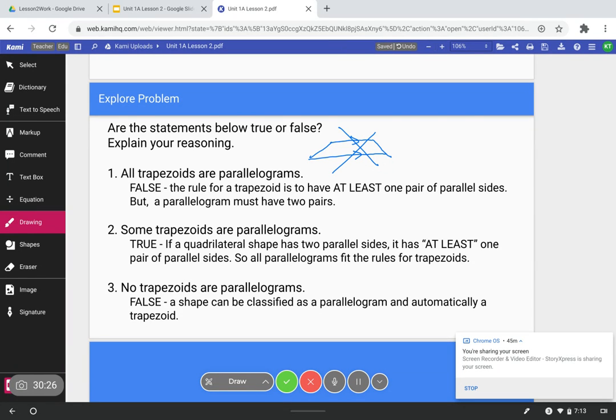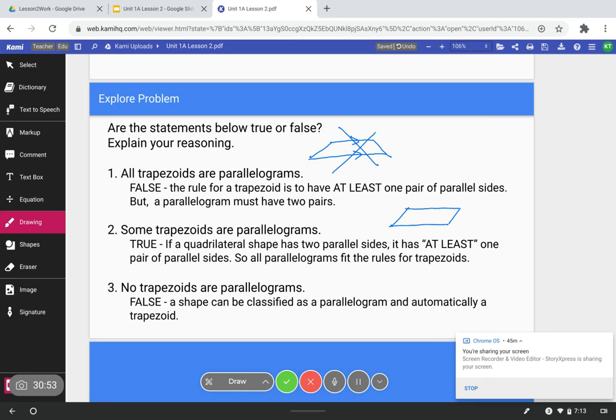Some trapezoids are parallelograms. This is true. If a quadrilateral has two pairs of parallel sides, it has at least one pair of parallel sides. So all parallelograms fit the rule for trapezoids. So let's go to our stereotypical basic parallelogram right here.